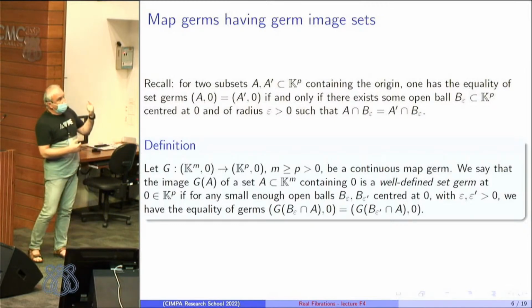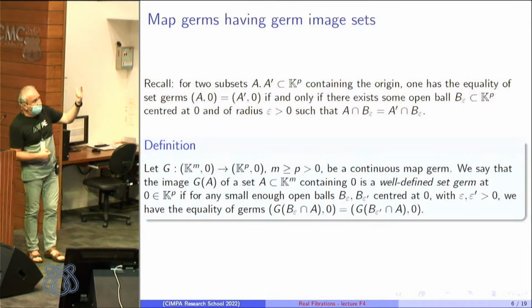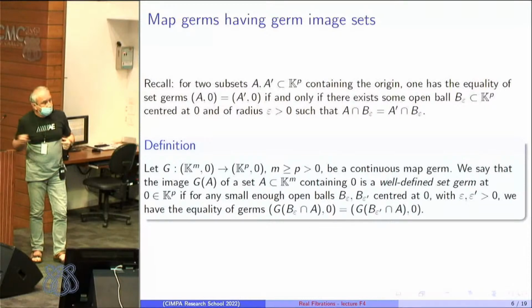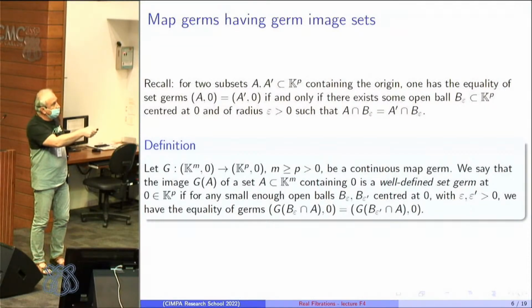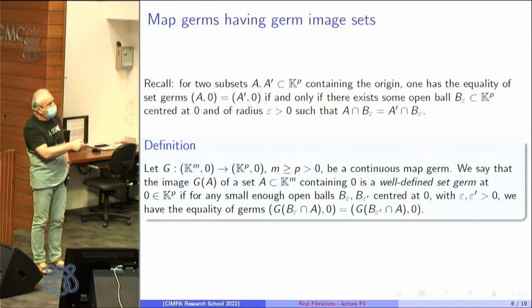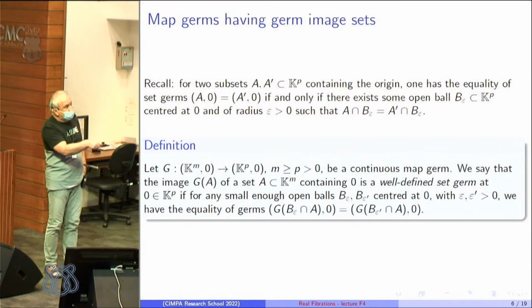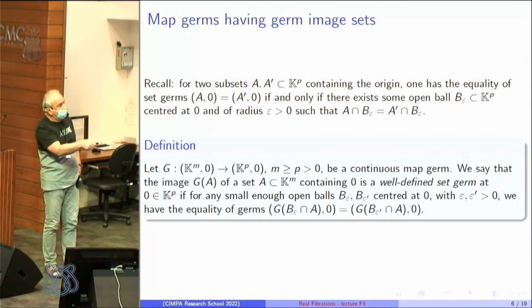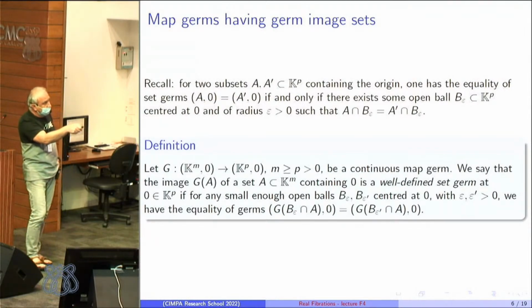And then, if you have a map, you have the germ of a map G. Here it is technically continuous, but it doesn't have to be continuous. The same thing works also for non-continuous functions, but here it is continuous. You say that the image of a set A in K^m, G of A, is a well-defined set germ at this point at the origin, because we're working around the origin.